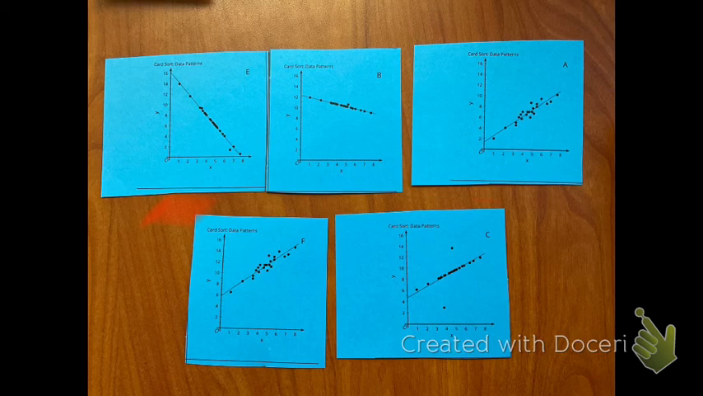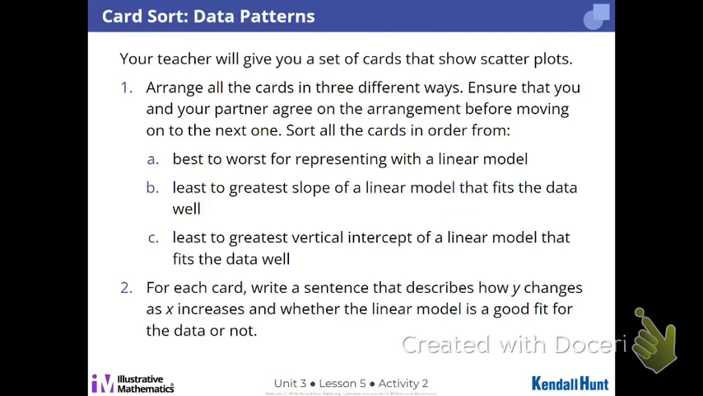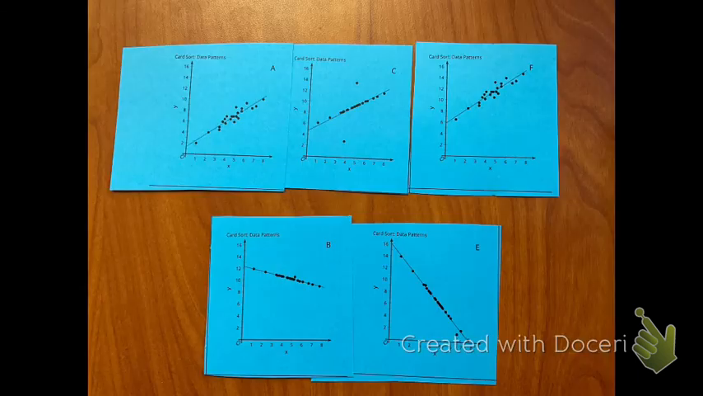Last, least to greatest vertical intercept, aka y-intercept. This one's going to be easy. So we're looking at least to greatest y-intercept, and here is my reveal. Here's what I've got. B, A, C, F, E. Yeah, we got that.